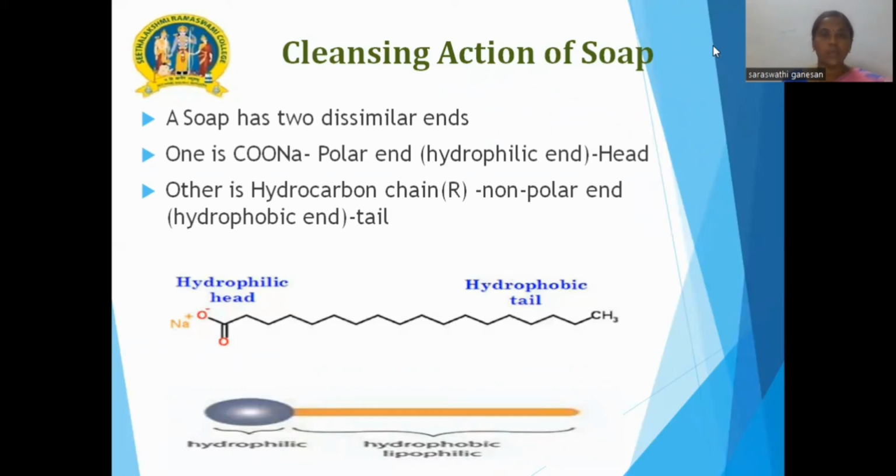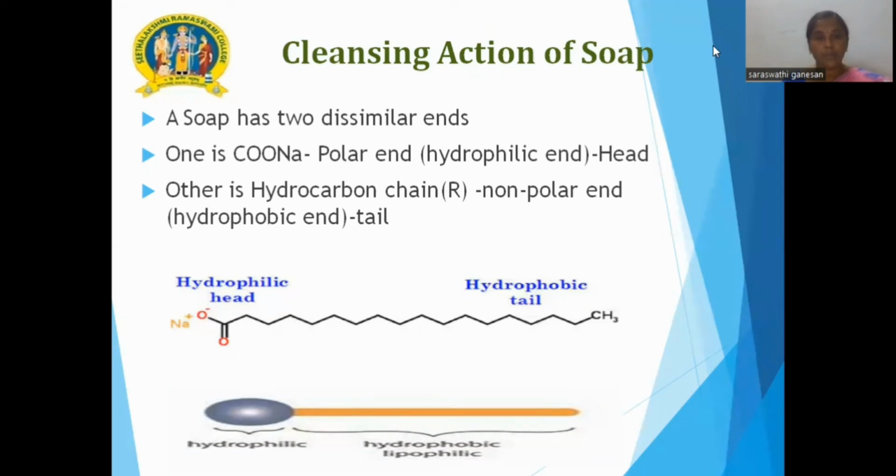How does the soap remove dirt from the cloth? A soap has two dissimilar ends. One is the carboxylate end, which is polar in nature, and it is called the hydrophilic end. It is represented as the head part. The other is the hydrocarbon chain, which is non-polar in nature, and it is called the hydrophobic end. It is represented as the tail portion.